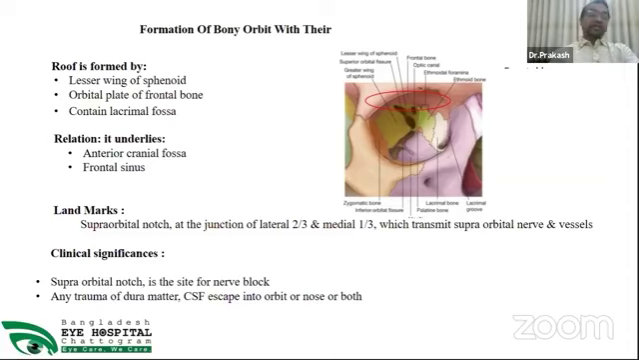Why is it significant? Because during local anesthesia, the anesthetic agent is infiltrated at the supraorbital notch to block the supraorbital nerve, which is a branch of the frontal nerve. It is also important because if there is any trauma to the dura mater, there is a leakage of cerebrospinal fluid into the orbit or into the nose or both. So any trauma to the anterior cranial fossa, the CSF can leak into the orbit through this route.